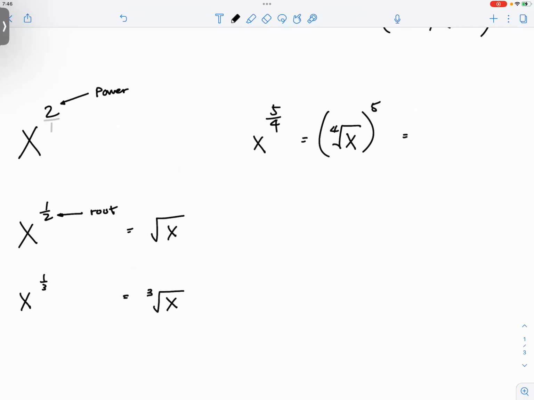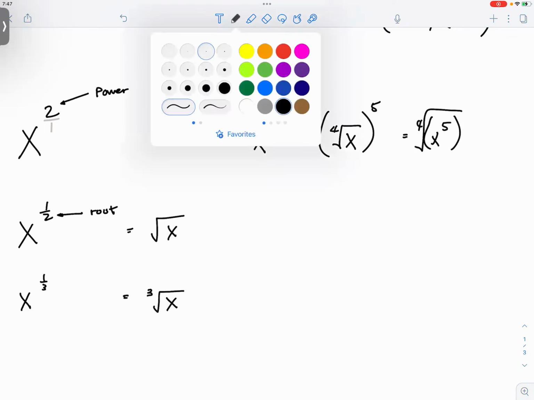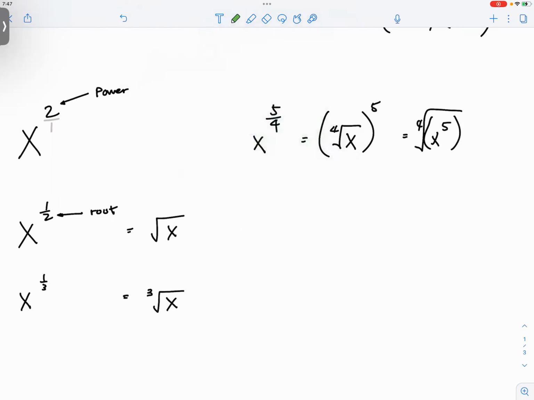Now, you may also change the order and say, let's go ahead, raise to the 5th power first, and then you do the 4th root. That's okay too. However, I would share with you that this is highly preferred. Okay, they're both right, but you are always advised to do the root first because you always want to bring down the number.